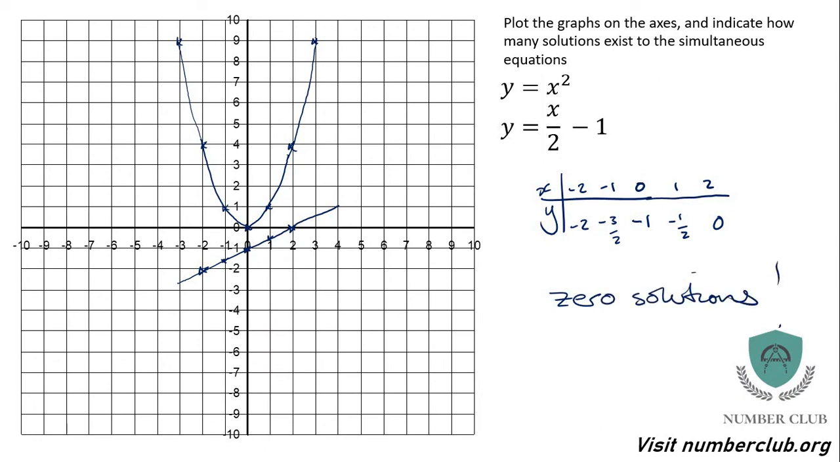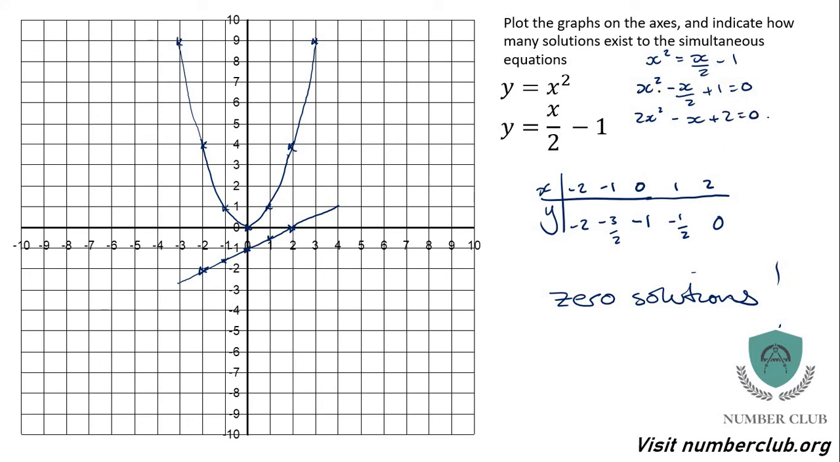There are no solutions to those simultaneous equations. Okay? They do not exist. You can, if you want to, try out the discriminant on it to double check that there's no solutions. You could have x squared equals x over 2 minus 1, so x squared minus x over 2 plus 1 equals 0, or 2x squared minus x plus 2 equals 0.